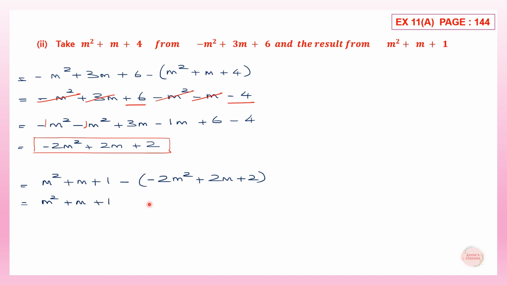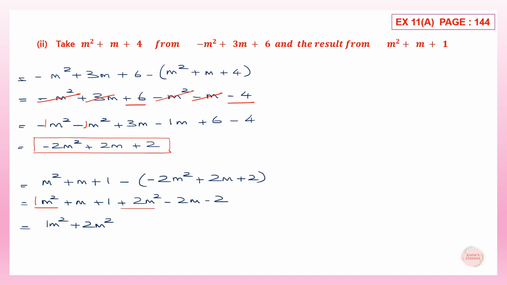Now we have a minus before the bracket, so all these signs will change. So we have plus 2m square minus 2m minus 2. Now get the like terms together. So here we have m square, this will be 1 plus 2m square. So this is 1m square plus 2m square. So we have written the like terms here.